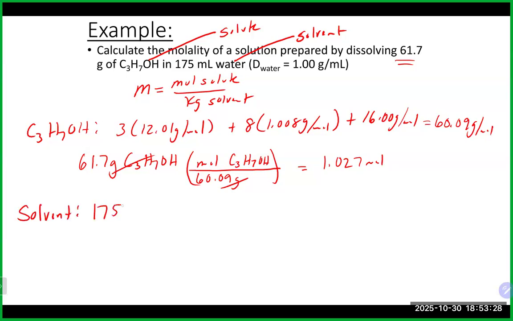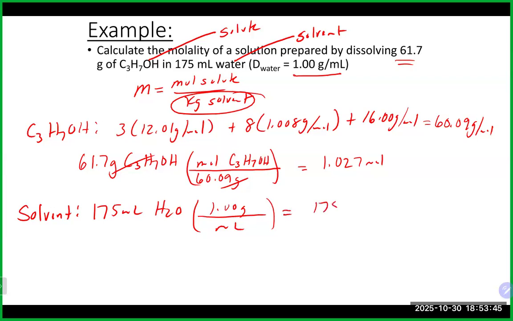Now, in terms of our solvent, we got 175 milliliters of water, but we need kilograms. So obviously, to go from there, density seems like a good thing to use, and this is the density of water, and it is 1 gram per milliliter, which makes the math not too bad. That means I got 175 grams of water. Remember, though, that it does need to be in kilograms on the bottom there, not grams. So again, 1,000 grams is 1 kilogram, and that's going to get us 0.175 kilograms.